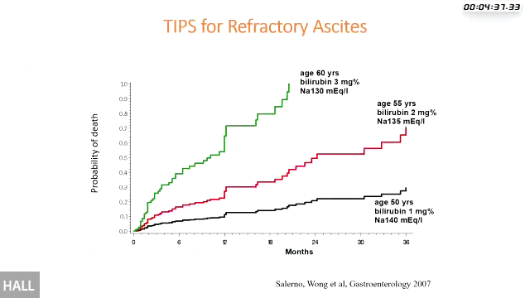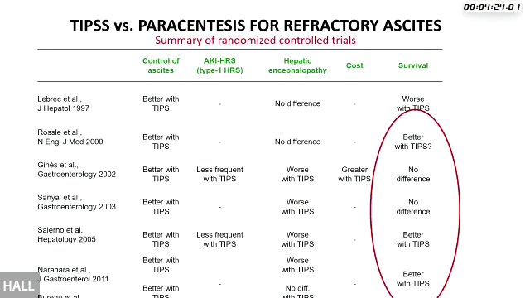The problem with TIPS is that if the patient is sicker, TIPS is difficult to do. With a CTP score of more than 13 or high MELD, TIPS becomes slightly difficult and more risky.